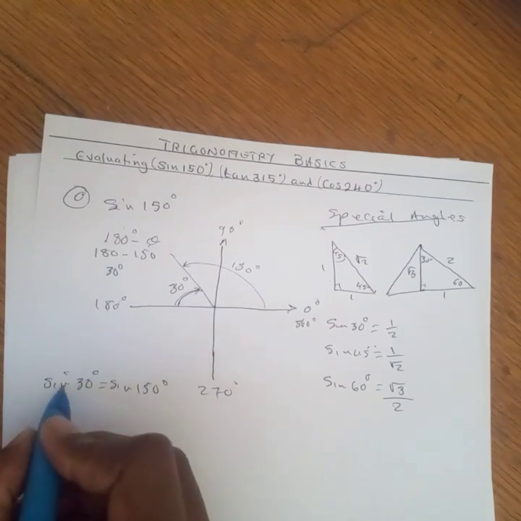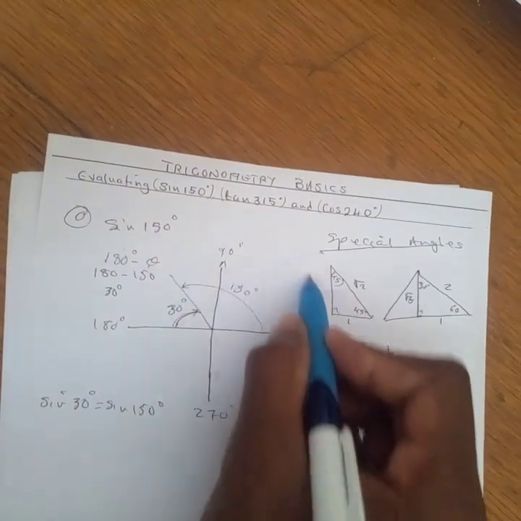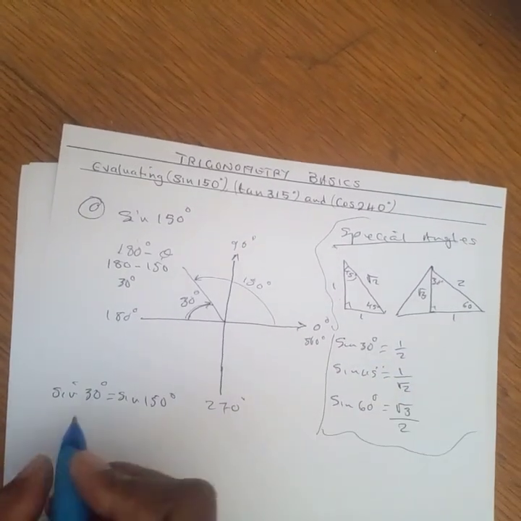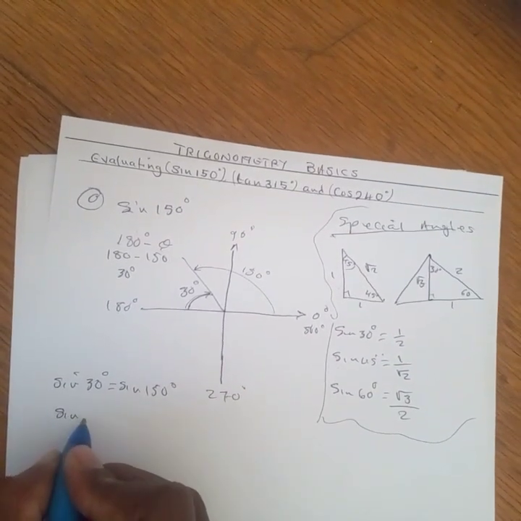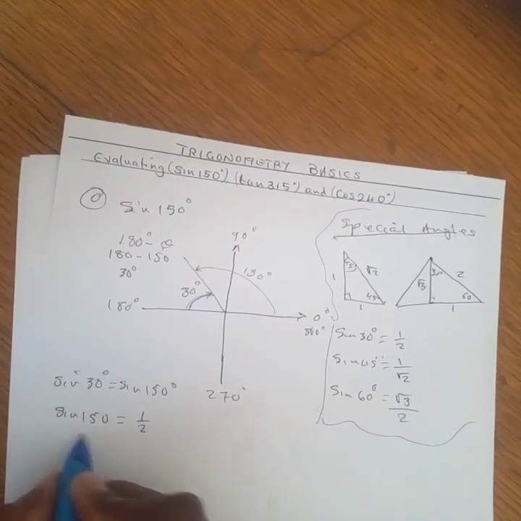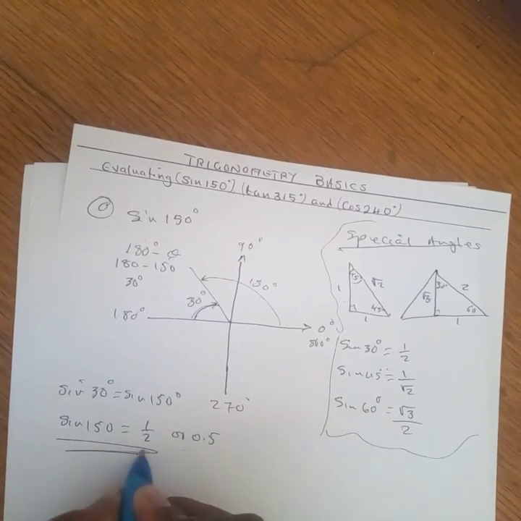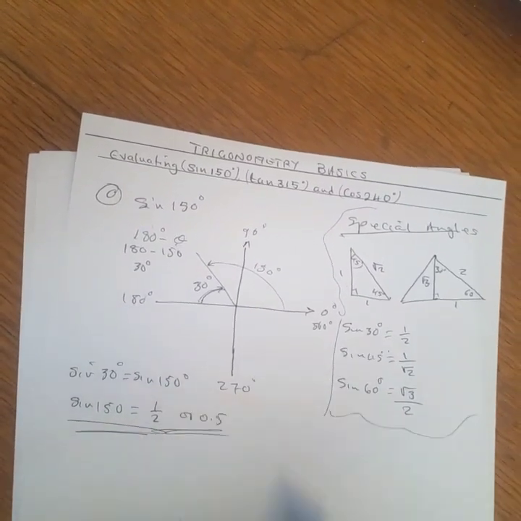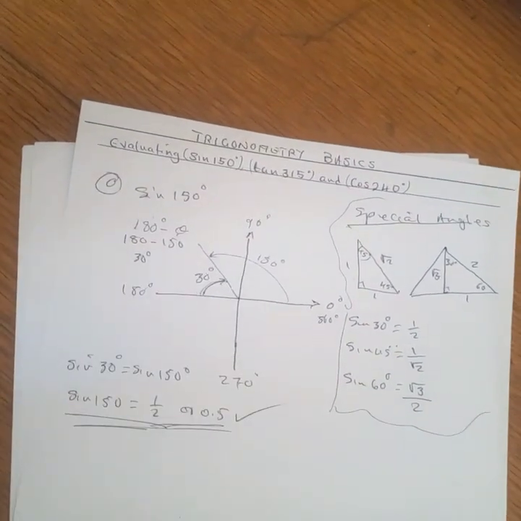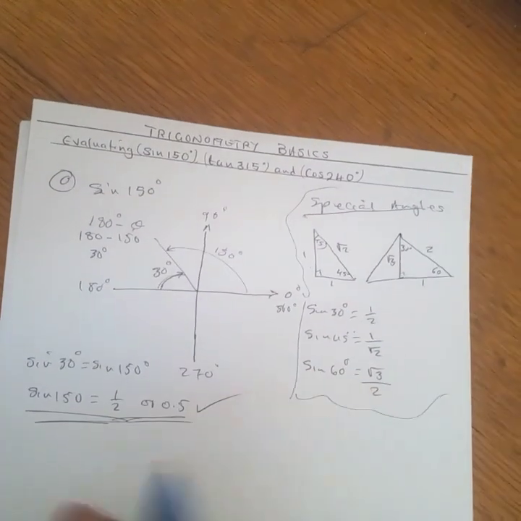Now, since we know sine 30 is the same as sine 150, we come to these ratios here, which are special angles, where sine 30 is 1 over 2. So we simply say now, sine 150 is equal to 1 over 2. Leave your answer here, or you can say 0.5, it is one and the same. In paper 1, you just leave it in fraction form and you get your answer correct. So this is how you evaluate sine 150 and any angle that will be given.